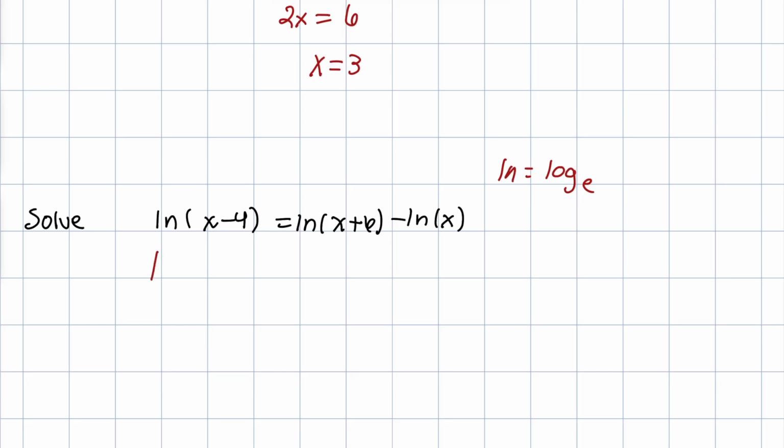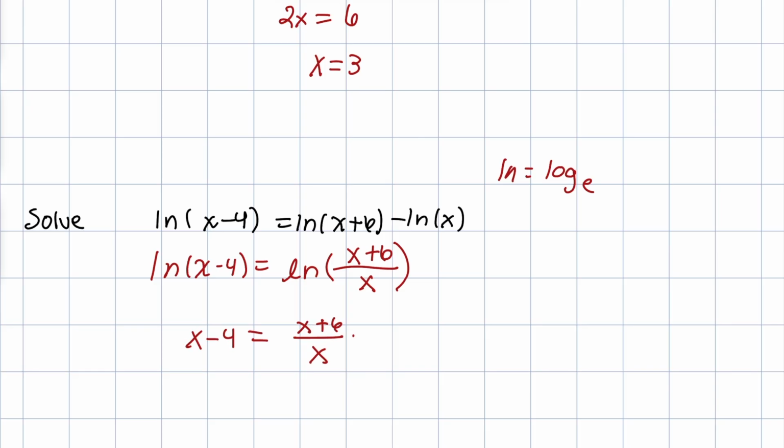So ln x minus 4 equals ln of x plus 6 over x, right? If you're subtracting, it's dividing. Now I have logs on both sides. I can take x minus 4 equals x plus 6 over x. Let's multiply by x on both sides to get that out of the denominator. So I get x squared minus 4x equals x plus 6.